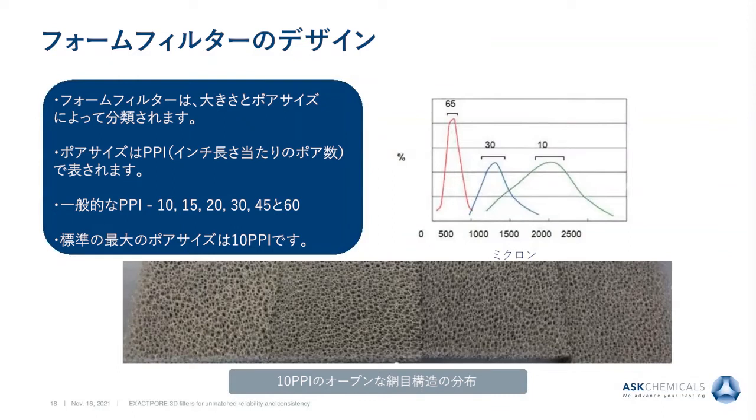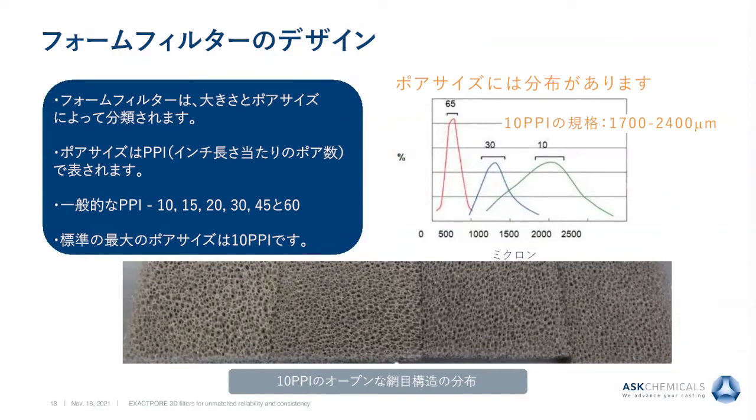The 10 PPI cannot go any larger due to the restrictions in the polyurethane foam production. The chart on the right also shows that the 10 PPI has the most variance in the pore sizing. A 10 PPI has a specification from 1700 to 2400 microns.